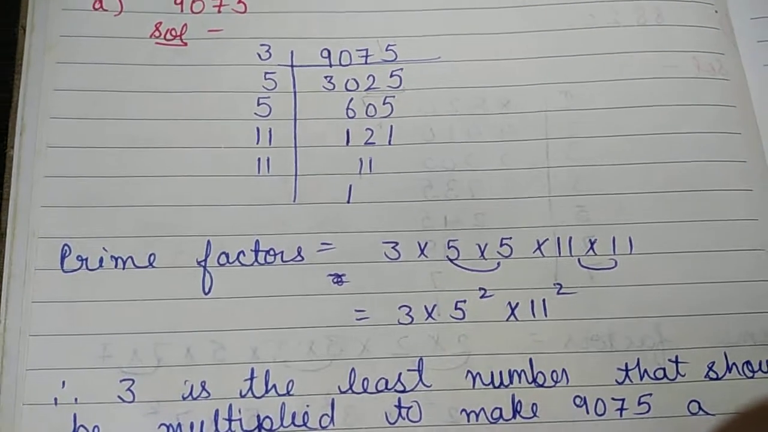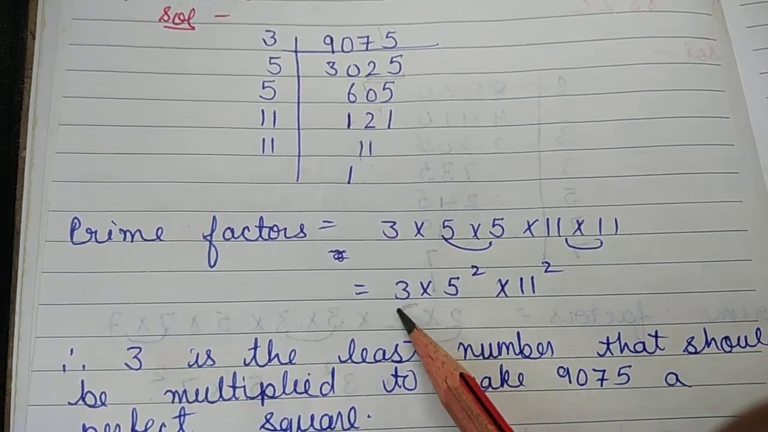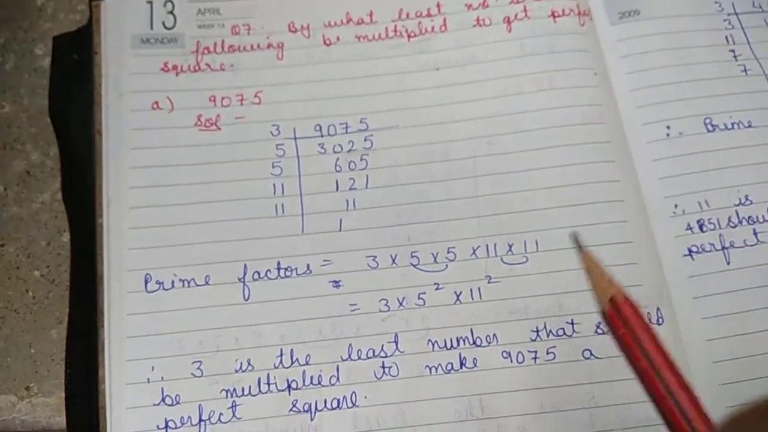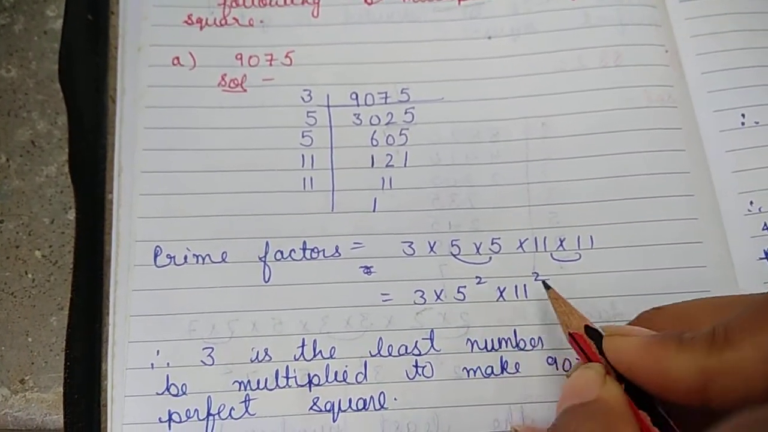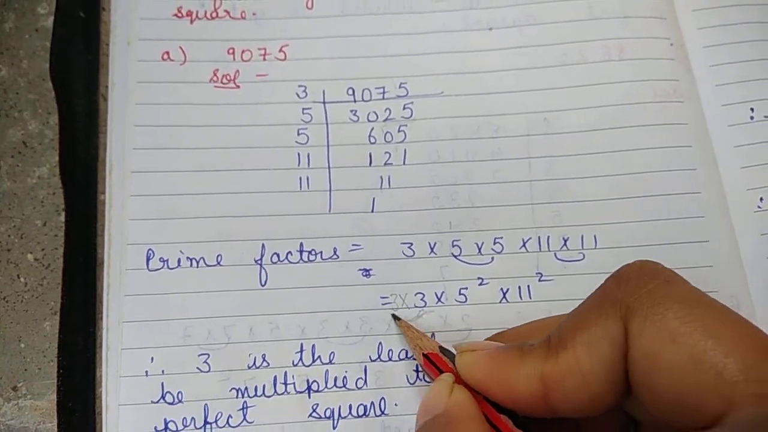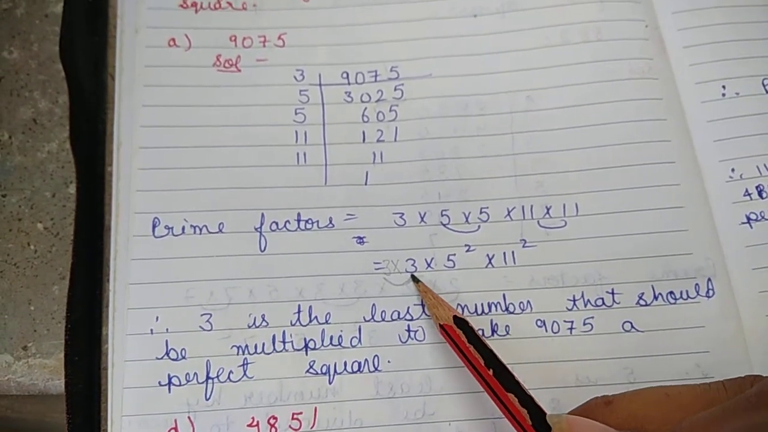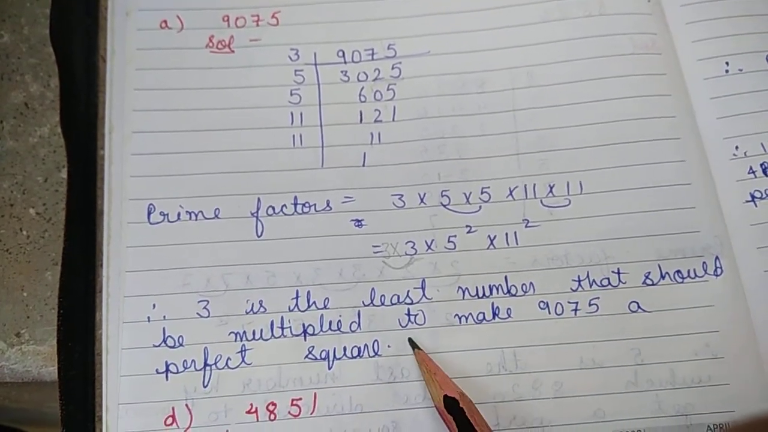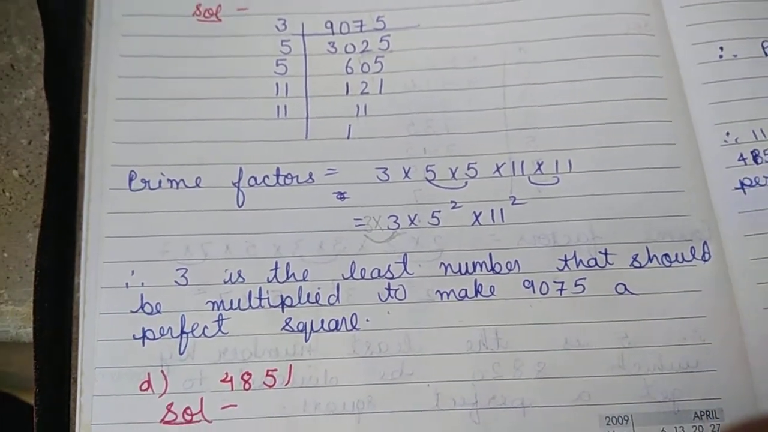So the prime factors are 3 into 5 into 5 into 11 into 11. Okay, now see, 5 is paired up, 11 is paired up. What is not paired up? 3. Here we have to do multiplication, so we can't divide, we'll multiply. Everything else is paired up. If I multiply this 3 with another 3, this also will get paired up. Therefore, what do we need to pair this 3 up? We need one more 3. So 3 is the least number that should be multiplied to make 9075 a perfect square number.